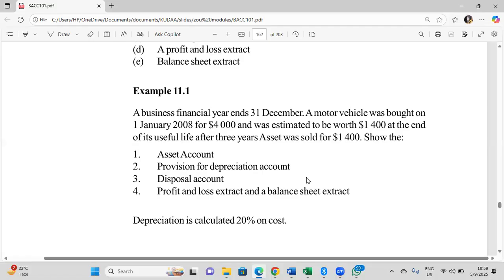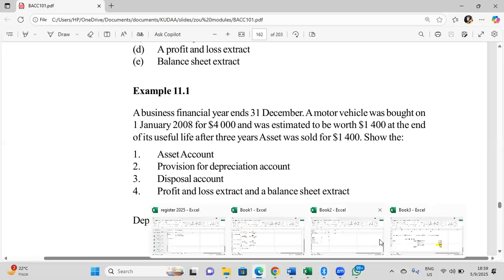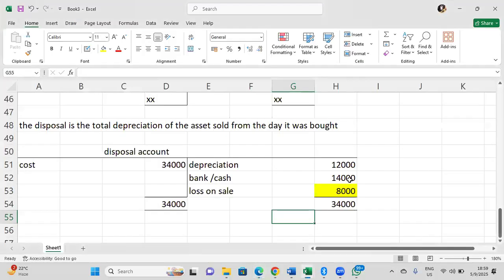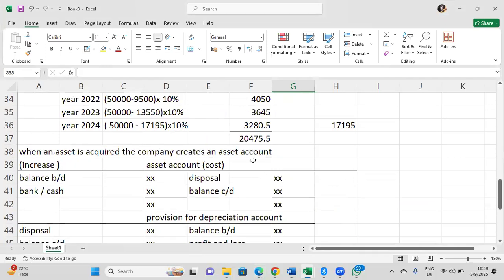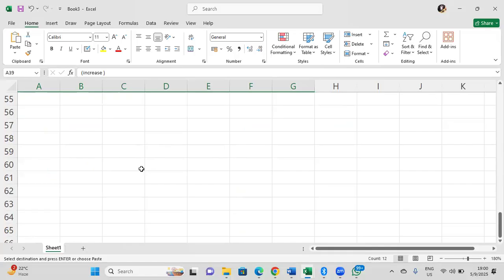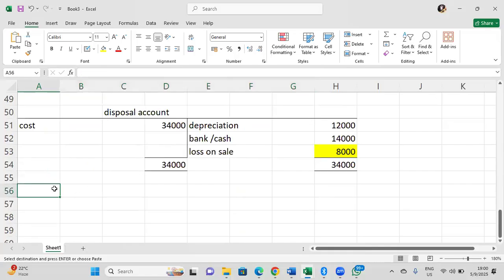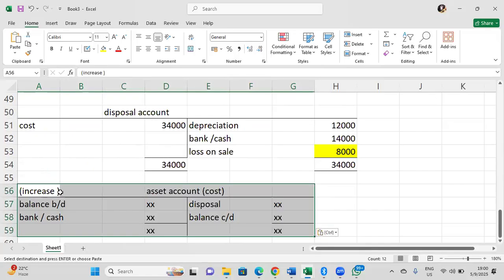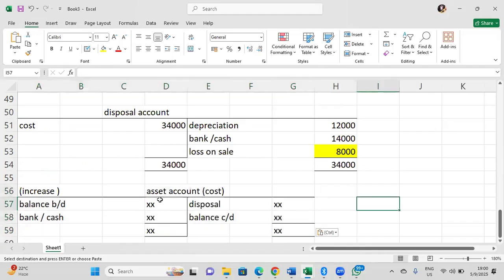Okay, so let's now go to our Excel and apply. The question was saying, come up with the asset account. So the asset account, show that this format works. I will just copy this. The question was, however, simplified, so some of the things on this account are not there.